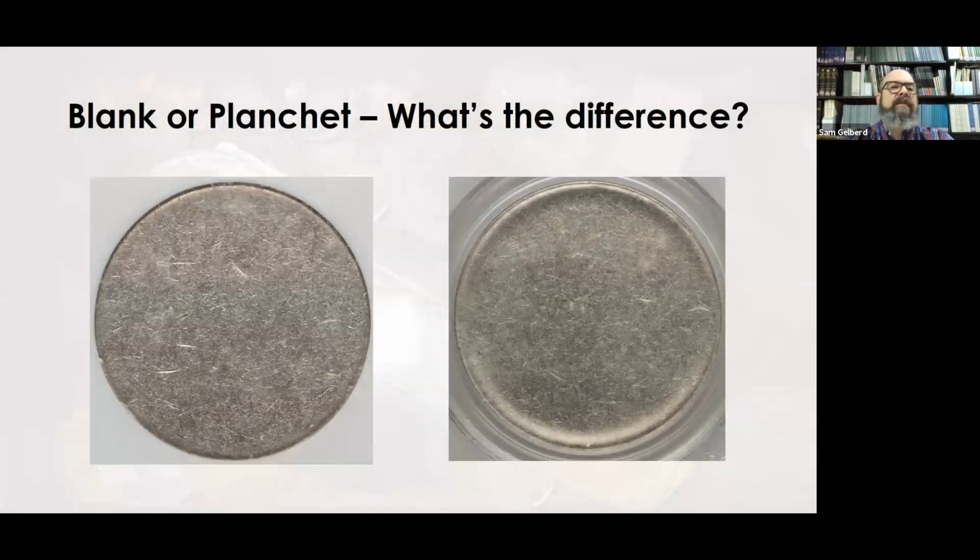So first of all, a planchet or a blank, what is the difference? On the left-hand side of your screen, that is a blank, just a disc of metal as it was punched out of a sheet. On the right-hand side, you might notice an upset rim, or it's a little bit raised toward the edges. That is a planchet. We try to strike coins on planchets, not blanks.